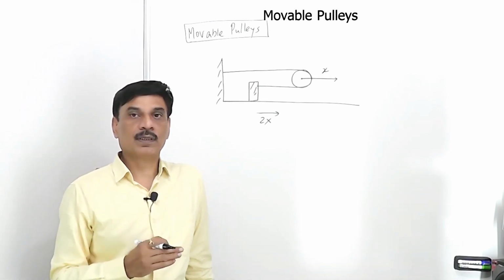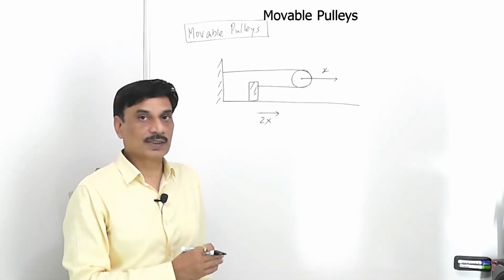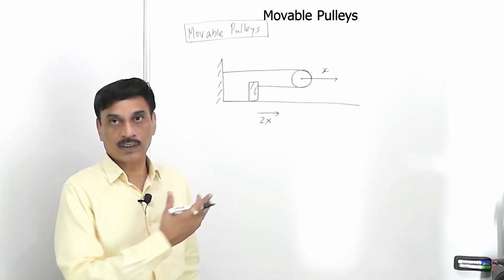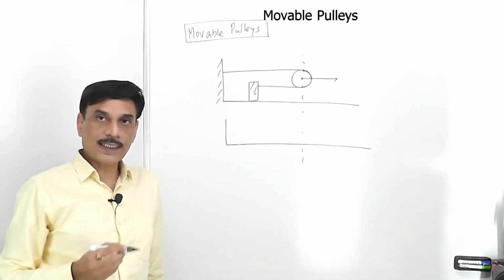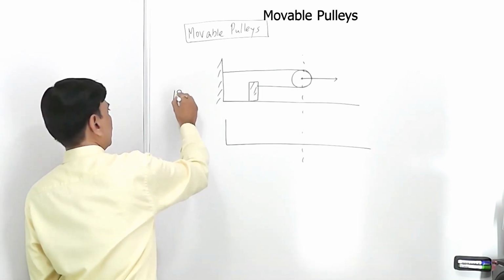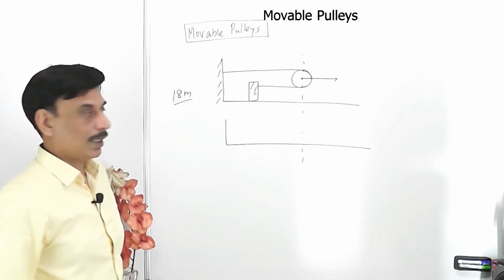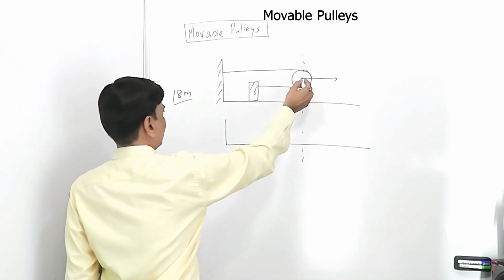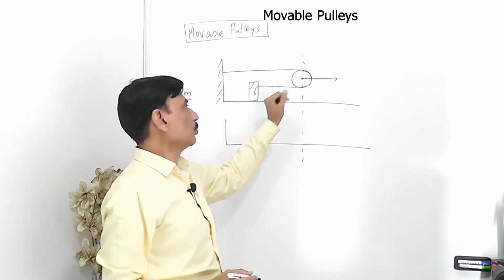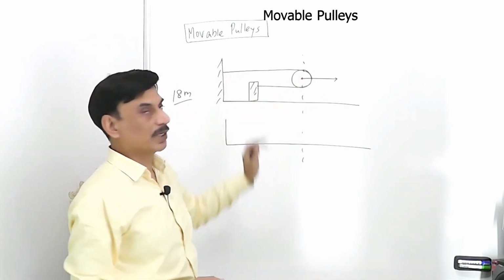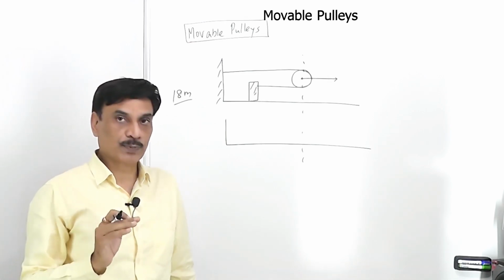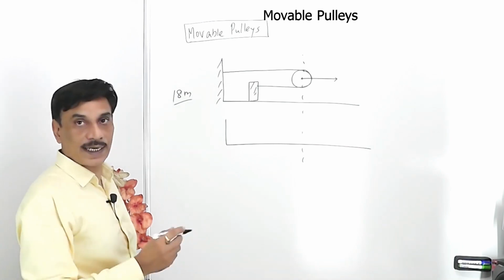We take simple numerical values and try to understand. If this moves by 1 meter, this will move by 2 meter. That is what we mean by x and 2x. Let's say the length of the string is 18 meter. All these, the pulleys, the point mass, are points. So we are not bothered how much string is consumed over here and what is the distance from here to here. For convenience, we are taking all these bodies as point mass bodies. So the length of the string is 18 meter.